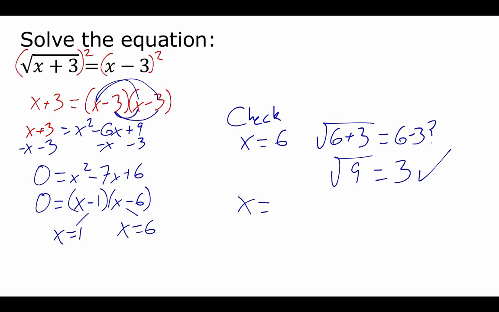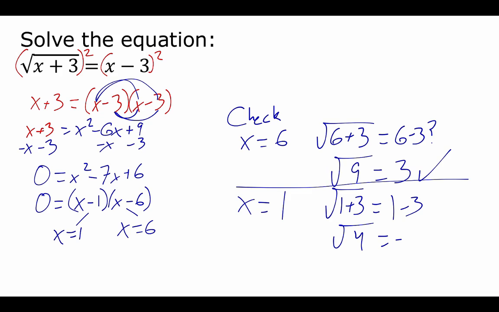Well, let's check out the other one. We got x equals 1. So we'll plug it in. We got the square root of 1 plus 3 equals 1 minus 3. So we got the square root of 4 equals negative 2, which is not the case. So x equals 1 is another one of those extraneous solutions. It doesn't make the original statement true. So our only solution here in this case is x equals 6. So make sure you're checking your work.